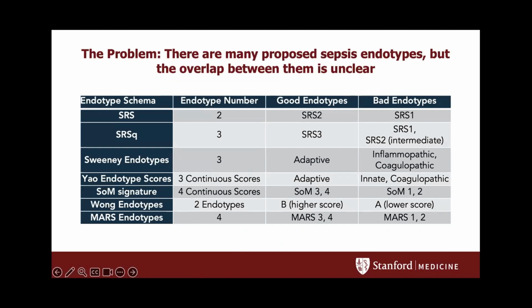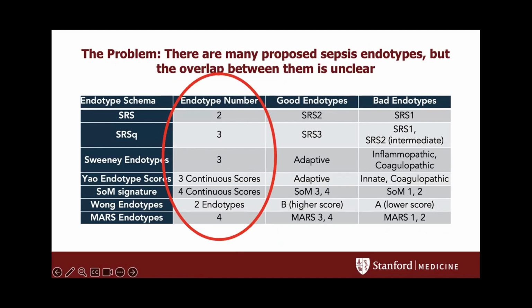So as I mentioned, there have been many attempts to make sense of this heterogeneity by identifying immune subphenotypes of sepsis patients who might be treatable. This is just a quick look at a few of the gene expression signatures that have been proposed in sepsis over the years. And you can see that different groups have identified anywhere between 2 and 4 endotypes in sepsis, with varying numbers of bad and good groups.